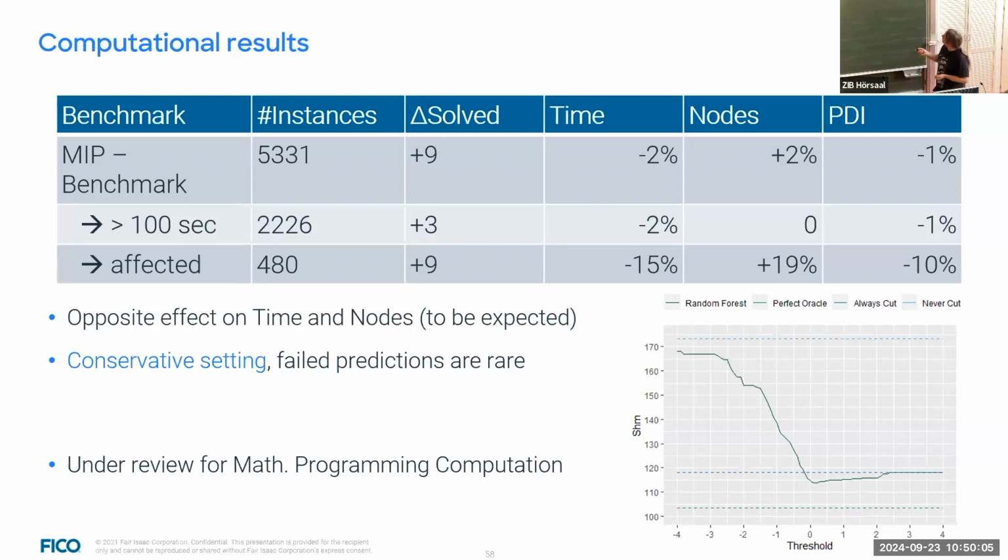I spoke about this conservative setting, and here's a visualization of using different thresholds to get from our regression to our decision task, and how this would have impacted the performance. These two lines indicate the two different rules: always using local cuts should be that one, never using local cuts this one, and this would be a perfect oracle. So we got roughly one third of the way towards perfection, in a sense.